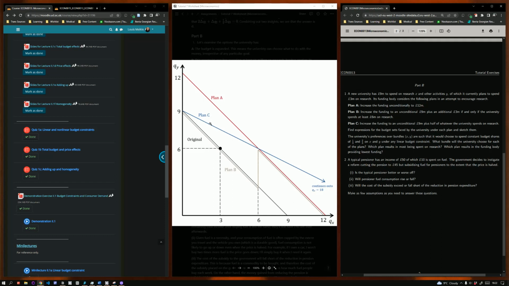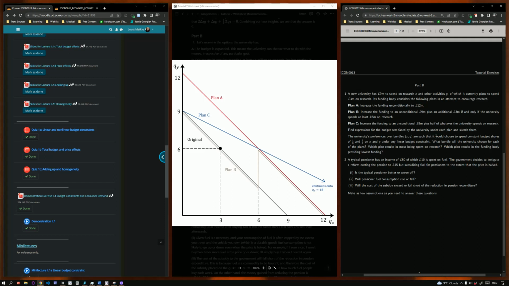Okay. So then we have plan B here, increase the funding to an unconditional 9 million, so it's going to start at 9 million in the same way, plus an additional 3 million if and only if the university spends at least 6 million on research. Now, you see that as we slowly go down with plan B, it's basically going to be the same as the original until we reach 6 million. Then we suddenly get a 3 million bonus, okay? And then we continue down the same way until we get to 12, okay?